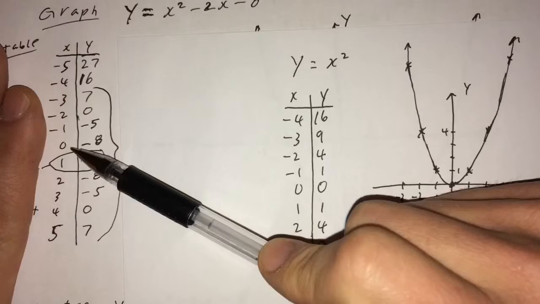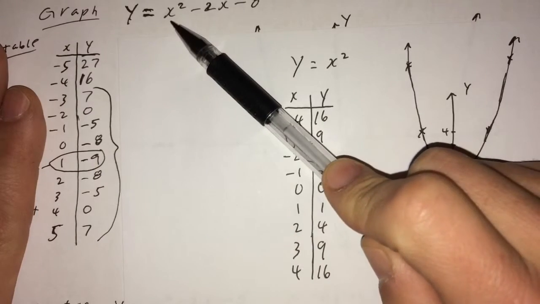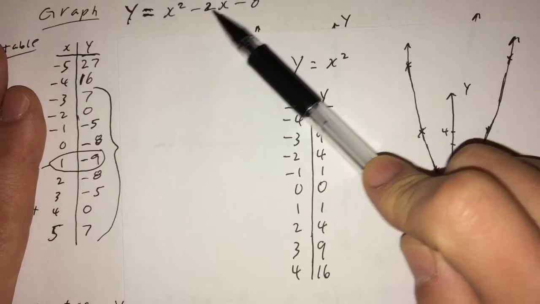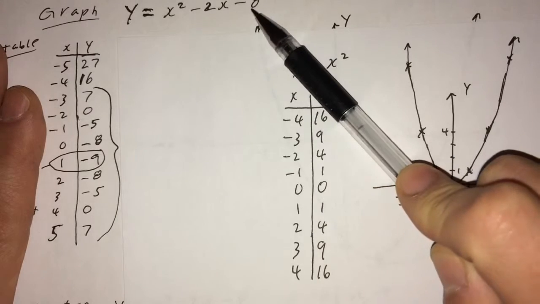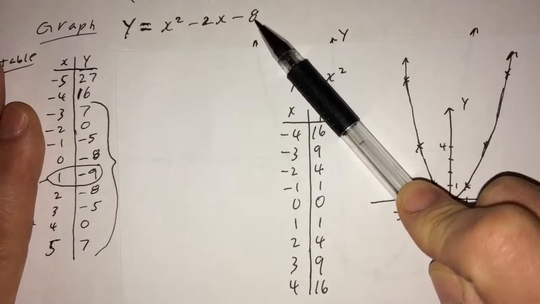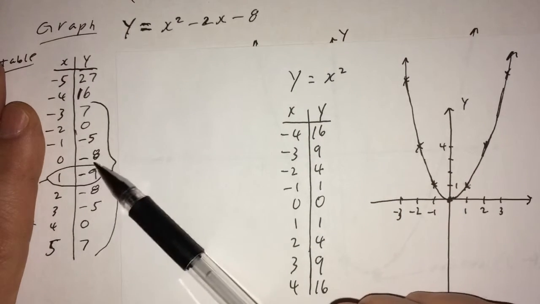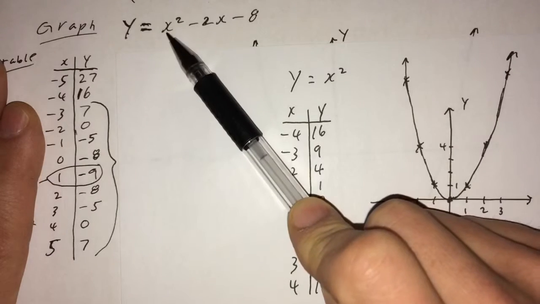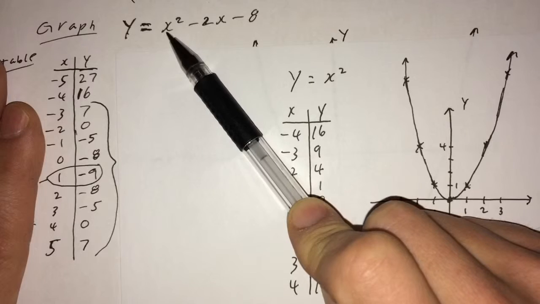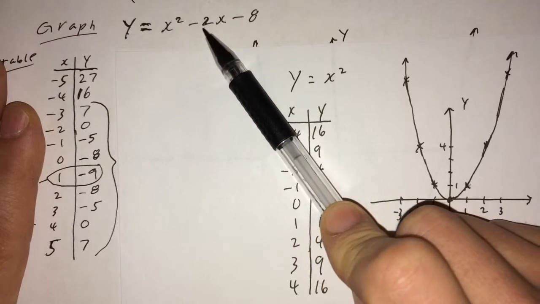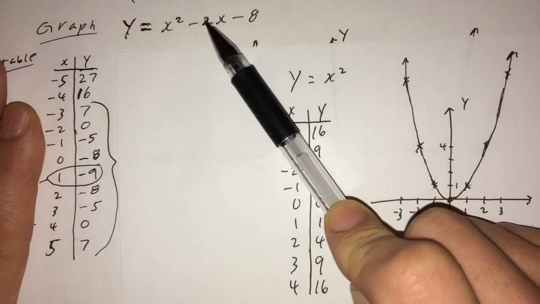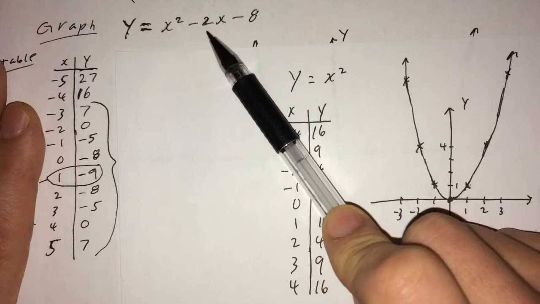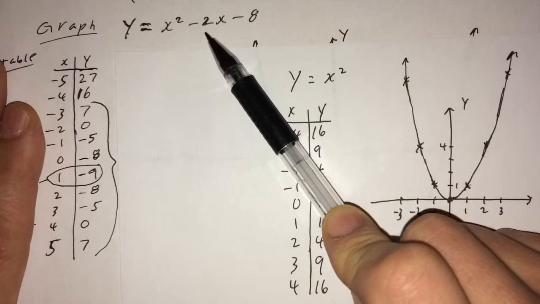And when we do that, we plug in 0. 0 squared, 0. Minus 2 times 0 is 0. Minus 8. Okay? So when I plug in 0, I get -8 for y. I plug in -1. -1 squared is 1. Minus 2 times -1, well, that's going to be plus 2 then. So 1 plus 2 is 3.